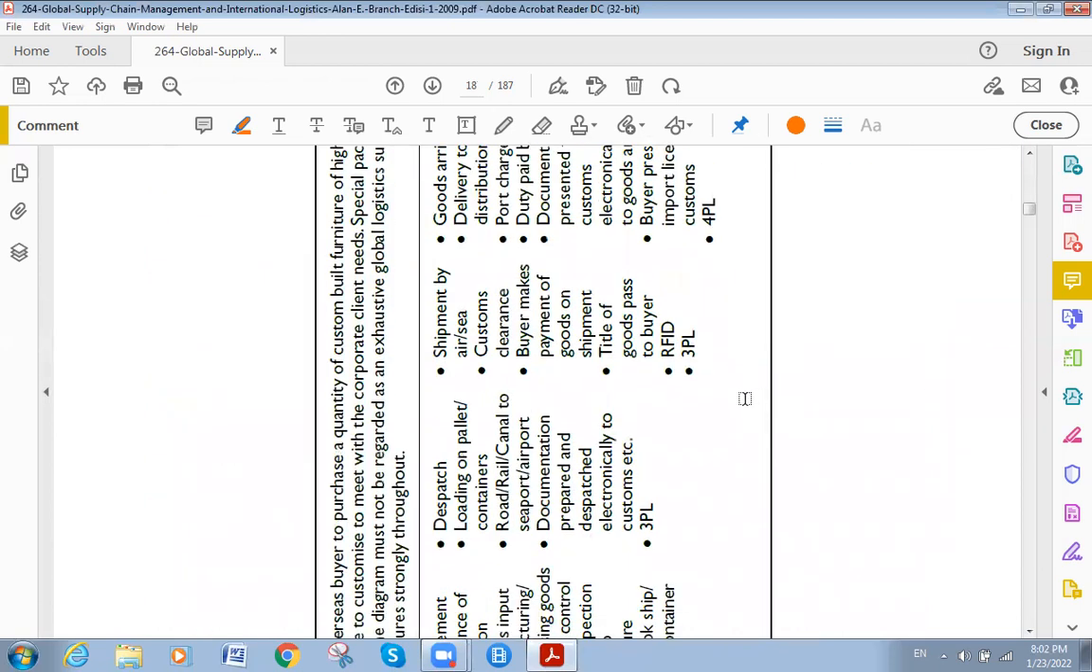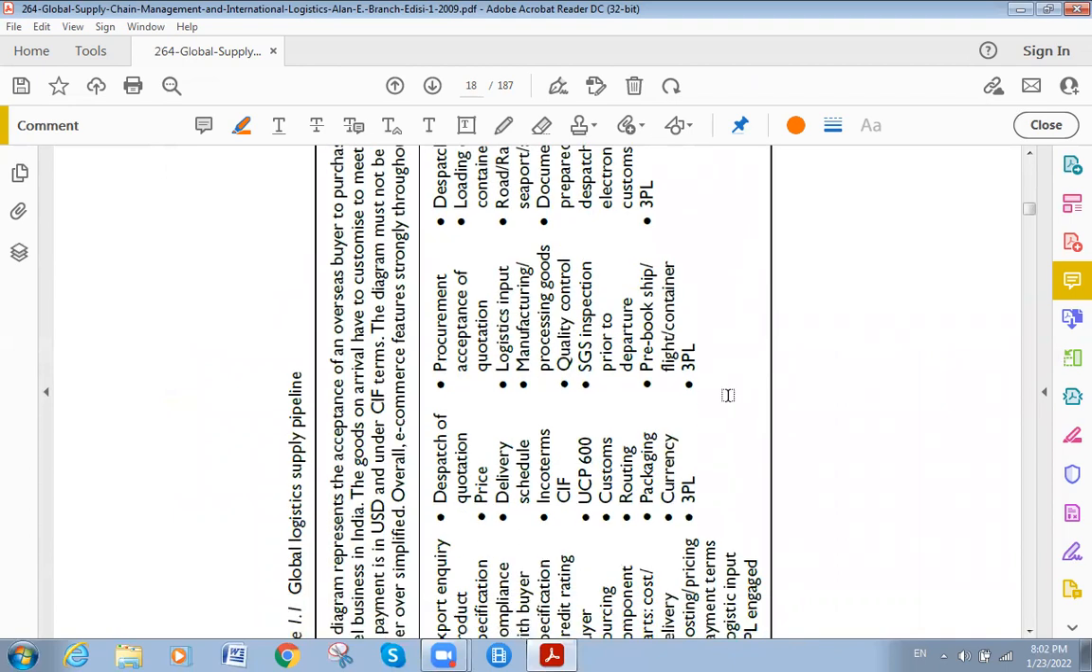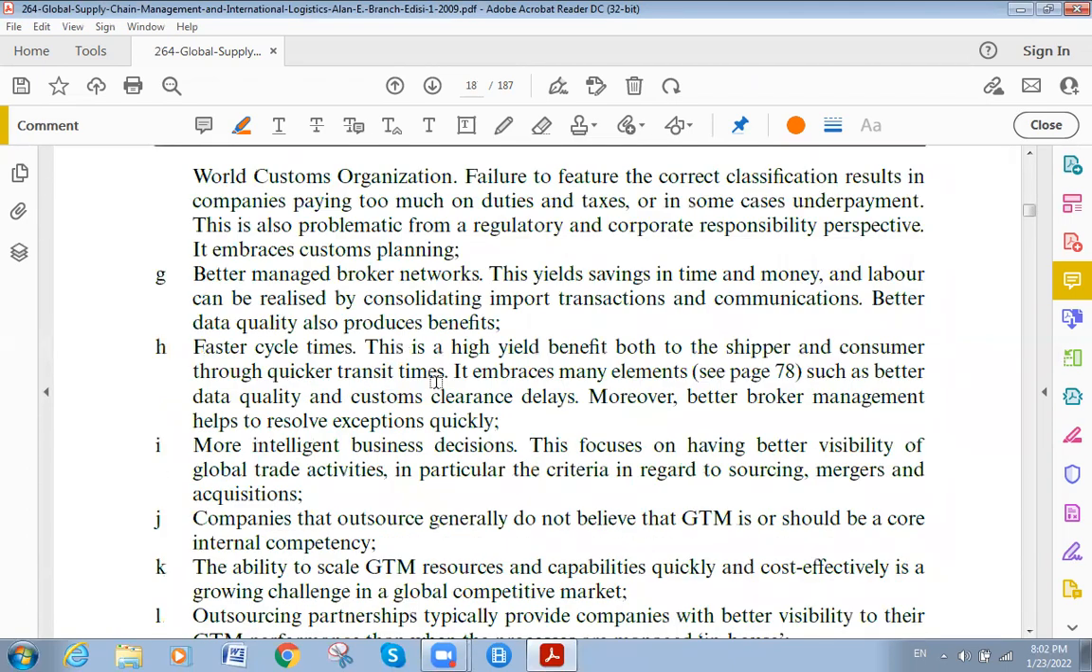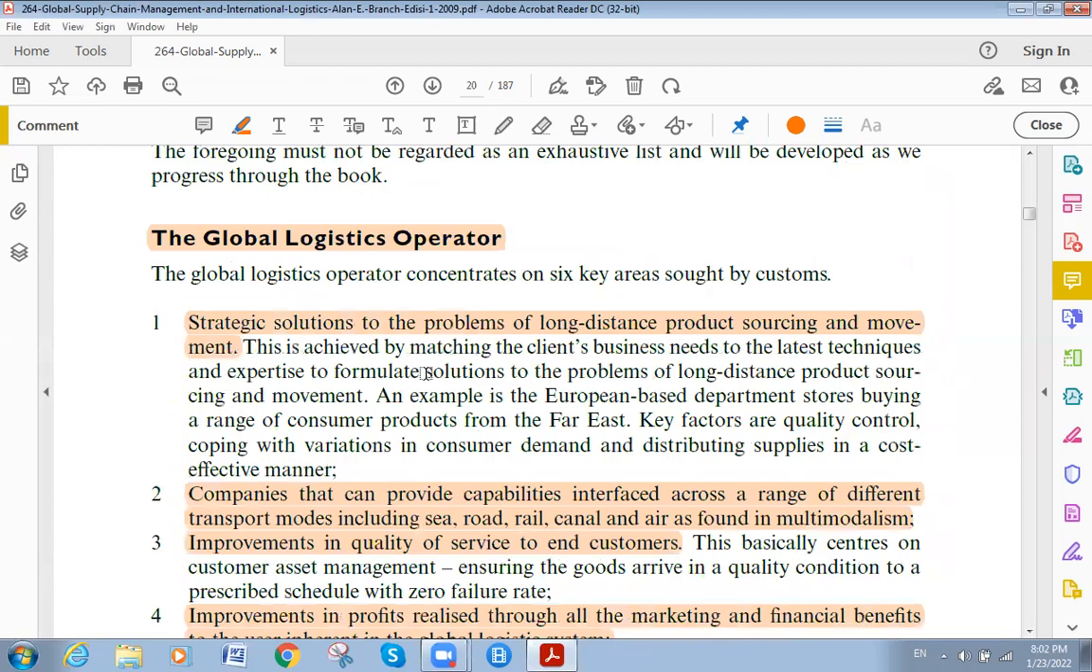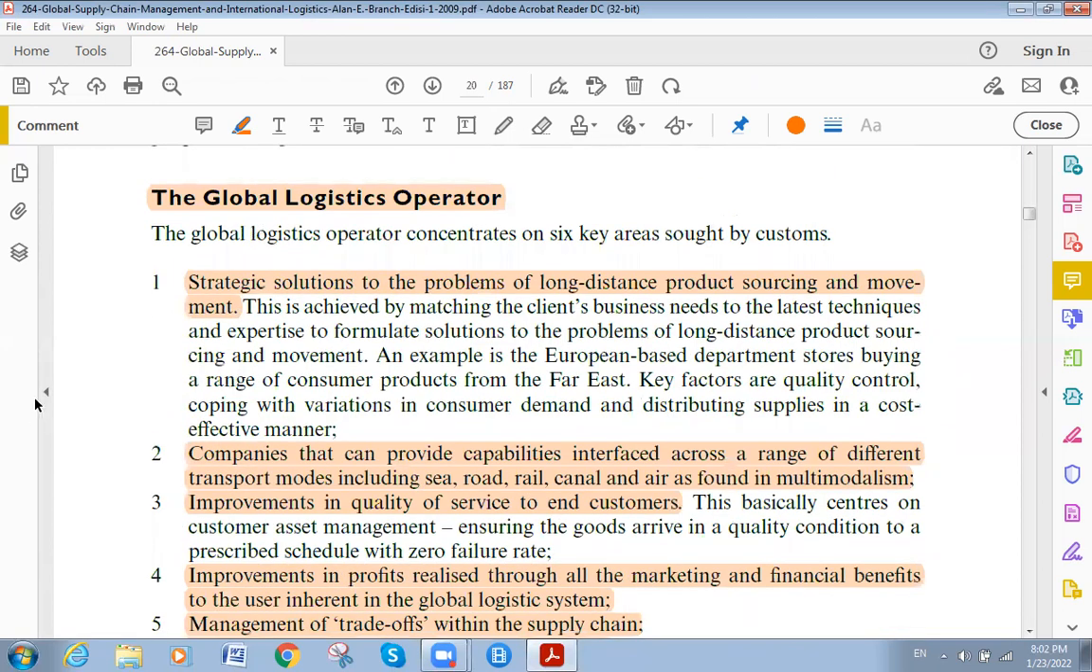We'll move to another point about the global logistic operator. The global logistic operator concentrates on 6 key areas. The first area is strategic solutions to the problems of long distance product sourcing and movement. This is achieved by matching the client business needs to the latest techniques and expertise to formulate solutions to the problem of long distance product sourcing and movement.